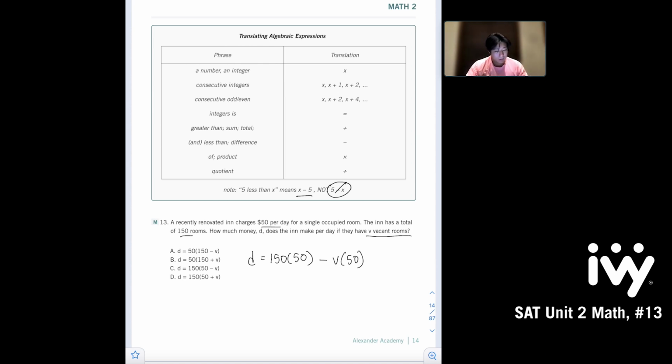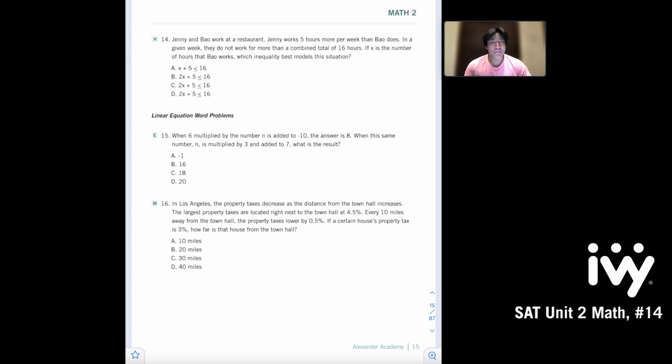So here we can do a little bit of manipulation and factor out a 50. So we have D is equal to 50 times 150 minus V, and we see that this is equal to A. Question 14. Jenny and Bao work at a restaurant. Jenny works 5 hours more per week than Bao does. In a given week, they do not work for more than a combined total of 16 hours. If X is the number of hours that Bao works, which inequality best models this situation?